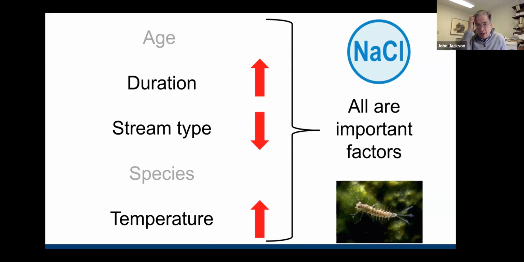Longer was more toxic. The stream's type, in other words, the less hard the water, or let's reverse it, the harder the water, the less toxic the salt. So a limestone stream can absorb more salt than a freestone. And finally, toxicity of the salt increases with temperature. So those winter spikes may be less important because the water's near freezing, versus in the summer where it might be 15 to 25 degrees.